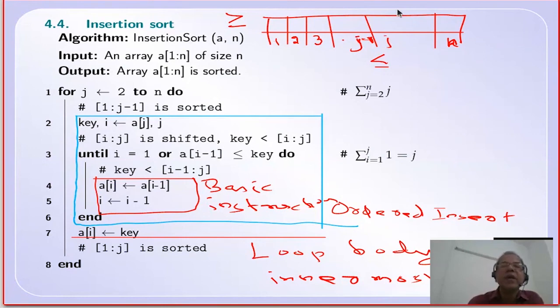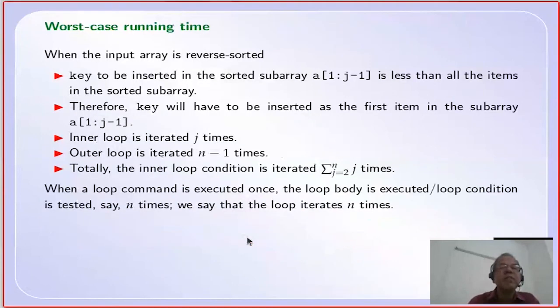Therefore, every time, 1 is sorted. Now 2 should be brought to index 1. Now 1, 2 is sorted. 3 should be brought to index 1. 1, 2, 3 is sorted. 4 should be brought to index 1 and so on. 1 to j minus 1 is sorted. j should be brought to index 1. 1 to n minus 1 is sorted. n should be brought to index 1. So that is where the worst case happens.